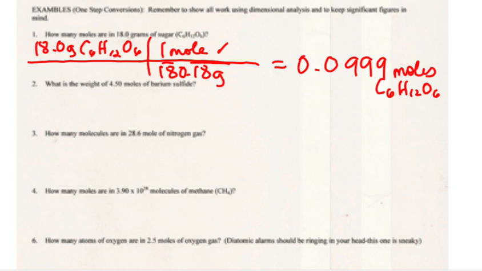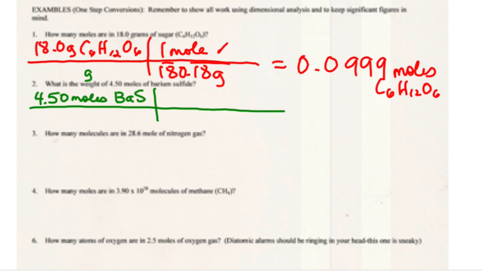What is the weight of 4.50 moles of barium sulfide? Here's where nomenclature is important. If you don't know barium sulfide, you're going to get the wrong molar mass and get the wrong number of grams. We're looking for weight. So we're going to start with 4.50 moles of barium sulfide.